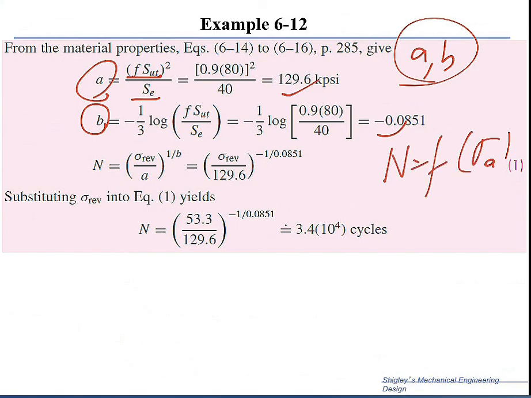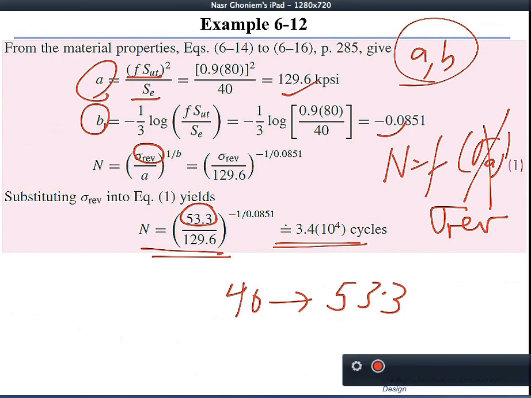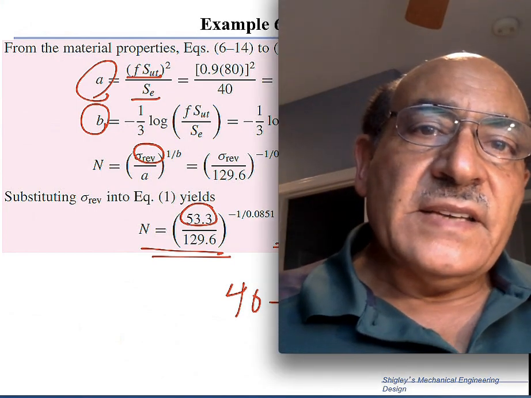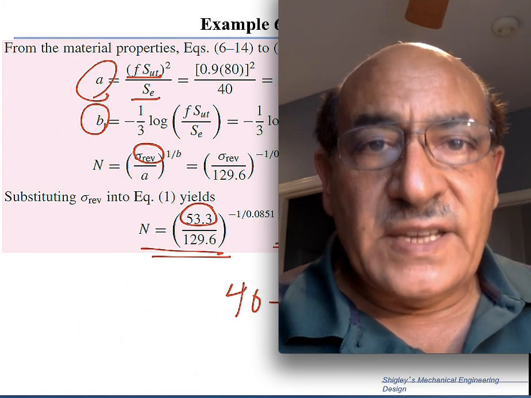And it used to be sigma alternating. Now, because we have the mean, we're not going to use sigma alternating, but we're going to use sigma REV. And sigma REV, reversible, is higher than alternating by a little bit. So instead of 40, it goes to 53.3. And therefore, the number of cycles to failure can be estimated to be 3.4 times 10 to the 4. That's 34,000 cycles until we get failure.